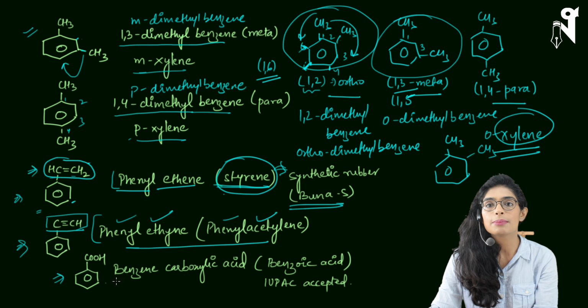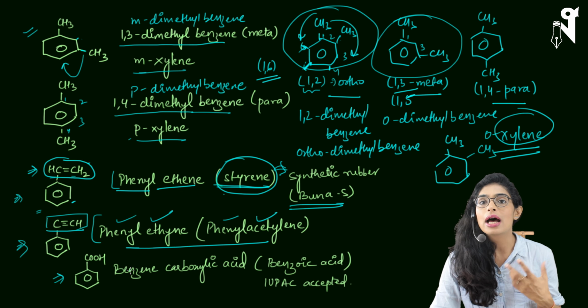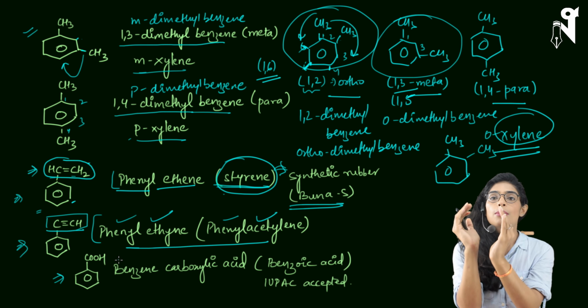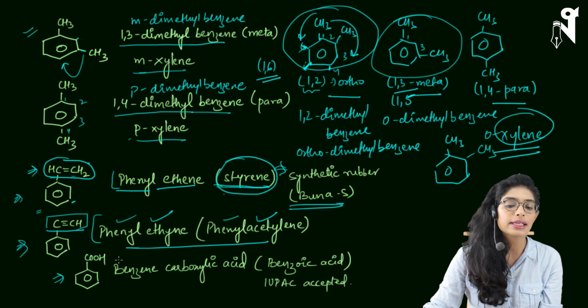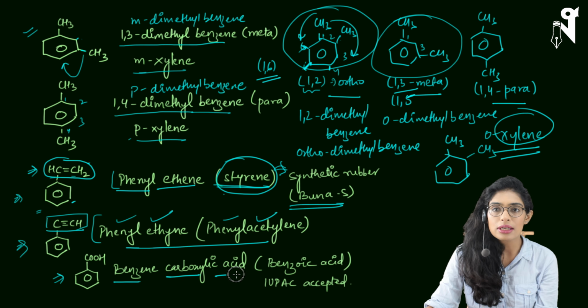The naming of this compound is exactly the same as how carboxylic acids are named with cyclic chains. So the name is the cyclic chain name, then carboxylic acid. That's how we name it. Exactly the same way we will be naming it over here. So benzene carboxylic acid is the name of this compound.